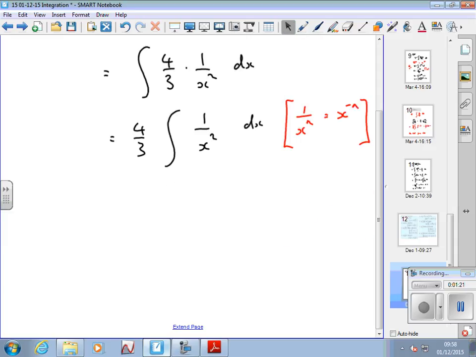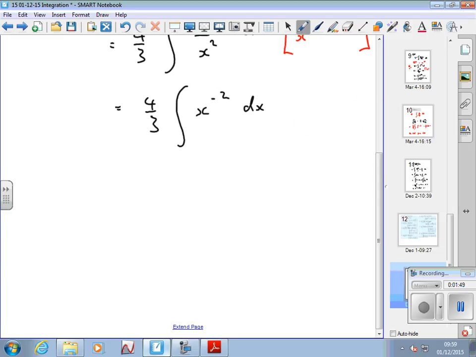So actually what we do is we rewrite this as 4/3 times the integral of x to the minus 2 with respect to x. And so now we apply the first rule. Add 1 to the power and divide by the new power. So minus 2 plus 1 is minus 1. Not minus 3, minus 1. So minus 2 plus 1 is minus 1. Divide by minus 1. So this becomes 4/3 times x to the minus 1 over minus 1 plus c. Adding 1 to the power and then dividing by the new power.